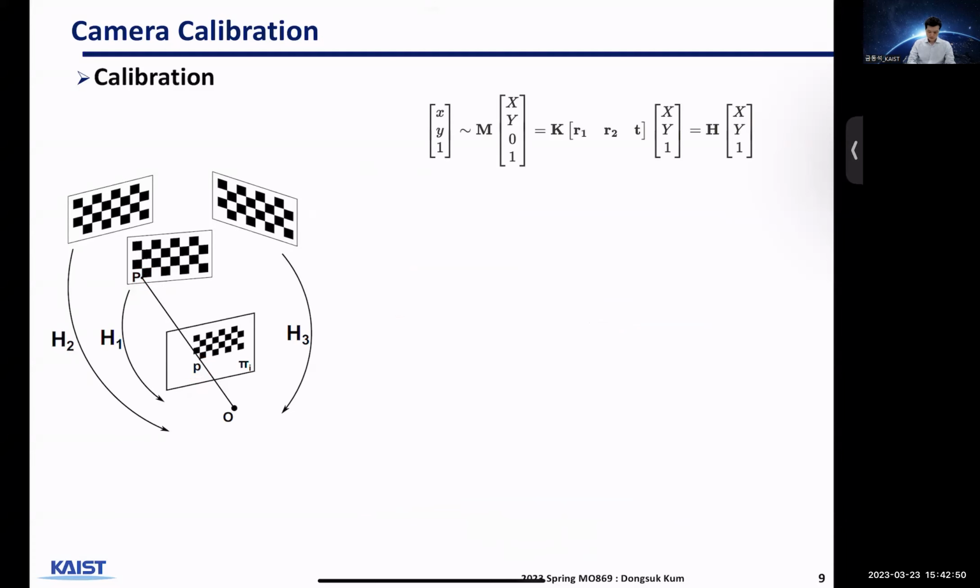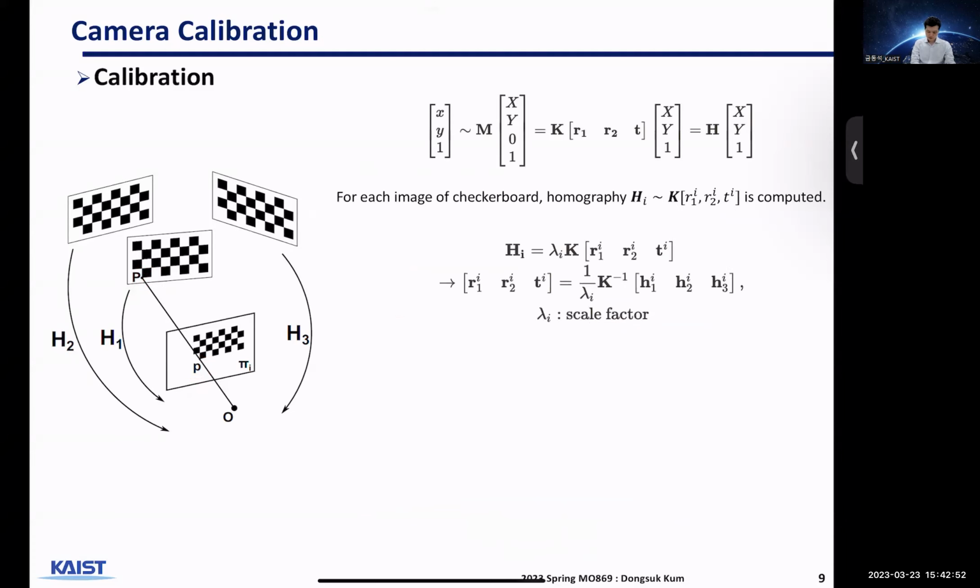And let's move on. So for each image of checkerboard, homography is computed. So now the homography is known. We know the homography, but we don't know these values, okay?